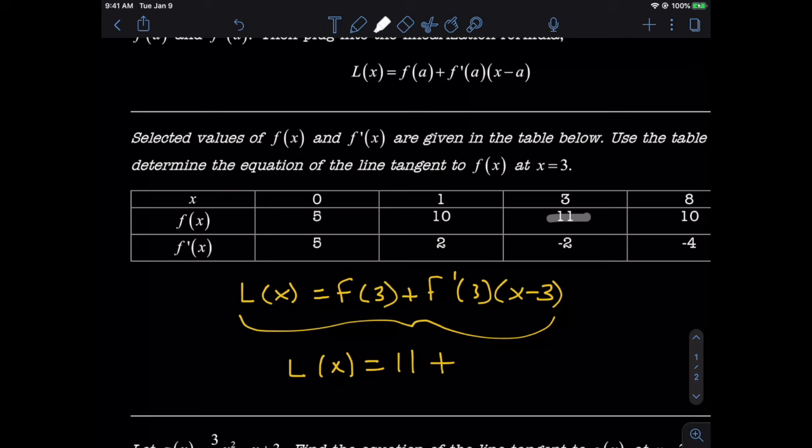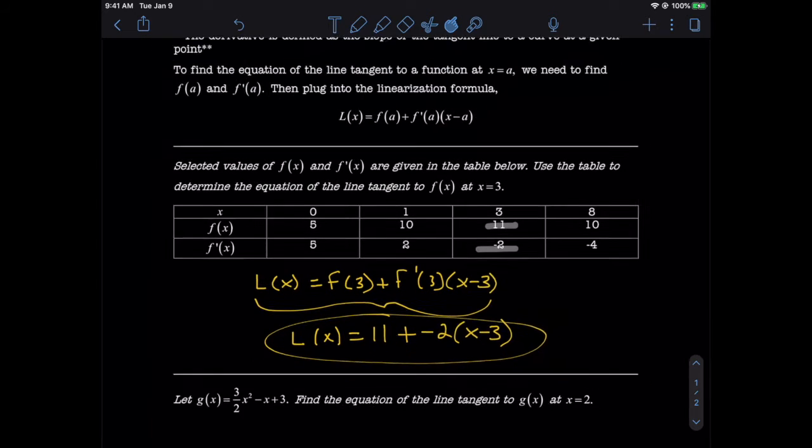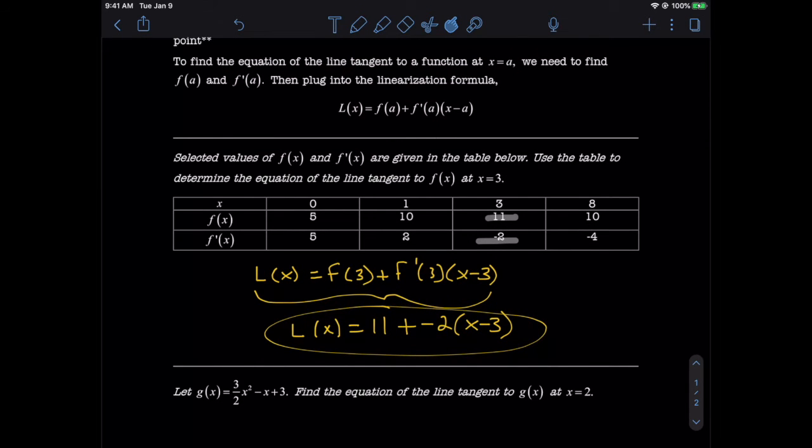Similarly, for f prime, I'm going to look in the table here. I see that under x equals 3, f prime is negative 2. So we put that there, and then minus 3. And tell you what, most of the time, you ain't even going to have to simplify this. You can just leave it the way it is. L of x is equal to 11 plus negative 2 times x minus 3.